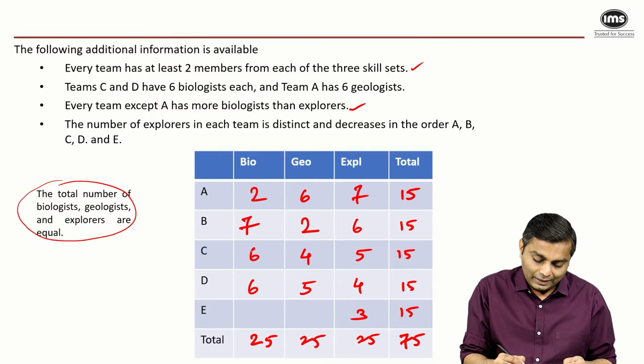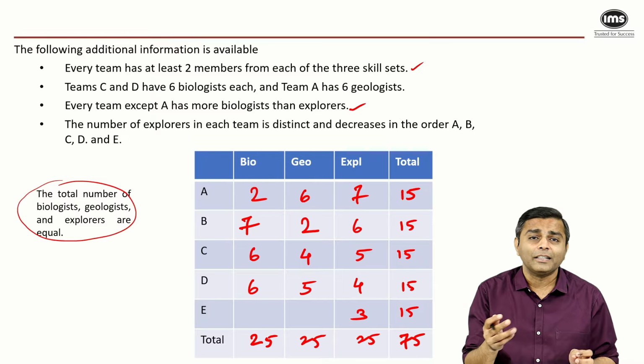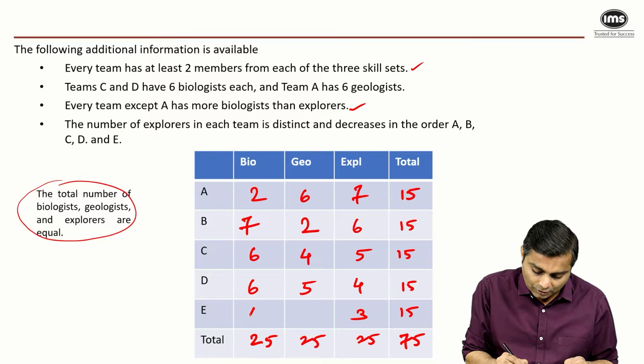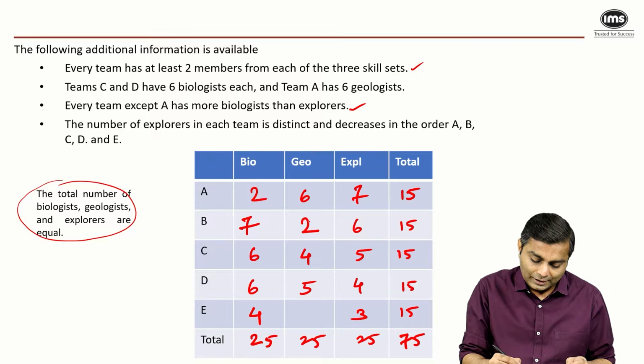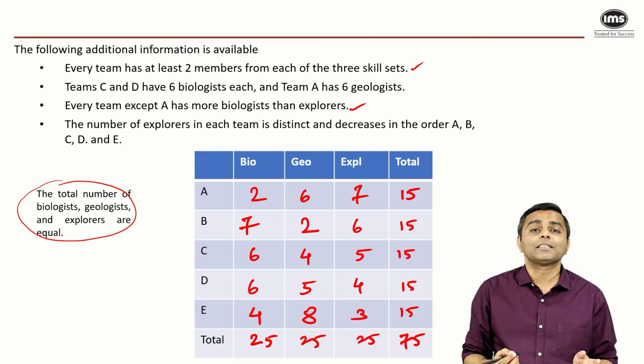7 into 9, and 6 and 6, 12. 12 and 9 is 21, so this has to be 4. Okay. 6 and 2, 8, 12, 17. So this has to be 8. So I think, yes, this is what it is.